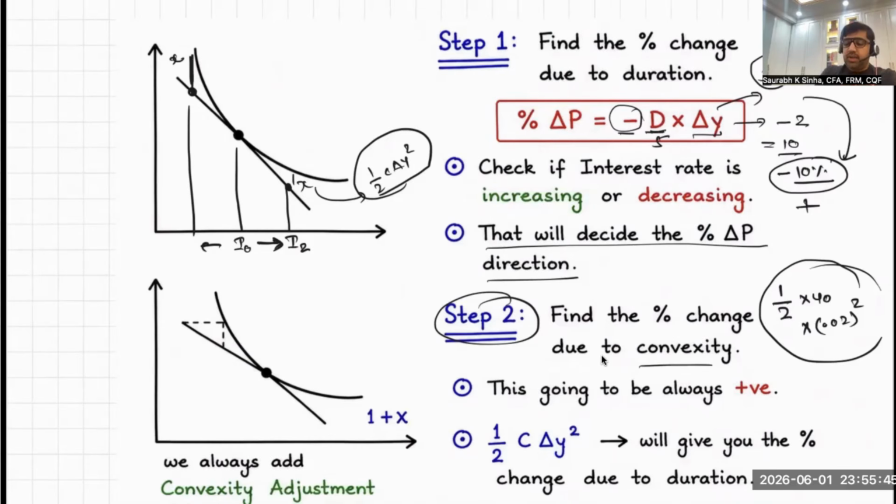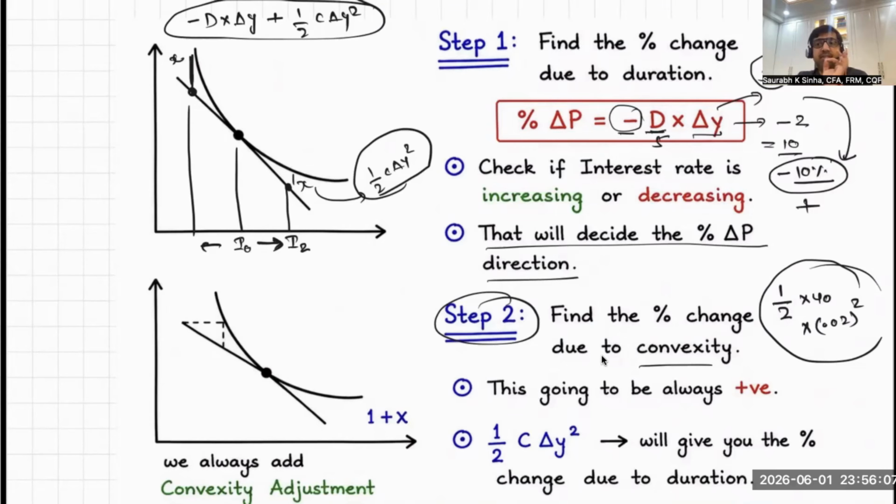So what you're doing is duration into change in interest rate, and it will always move in the opposite direction. So you're writing minus duration into change in interest rate plus half C del y square. That is the formula written in the book. I haven't mentioned how you got half C del y square. It came from Taylor's expansion.